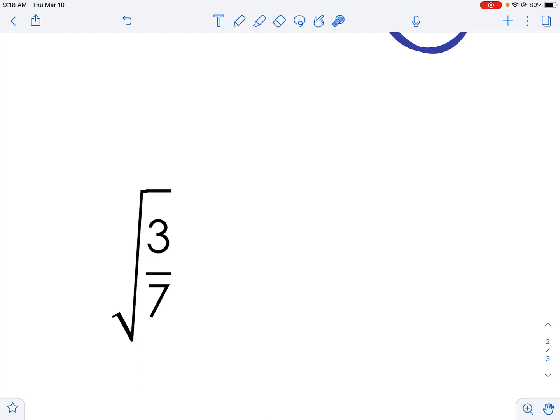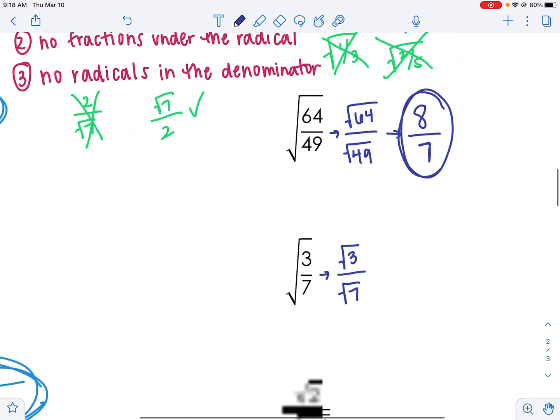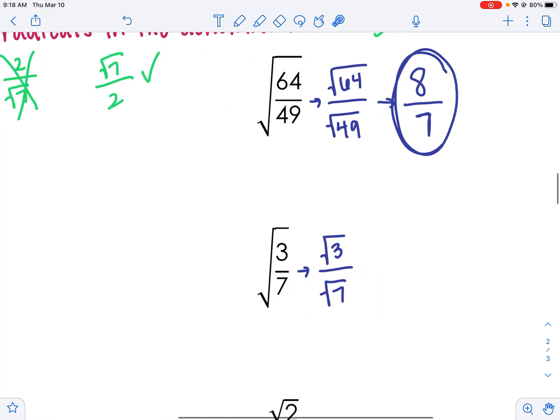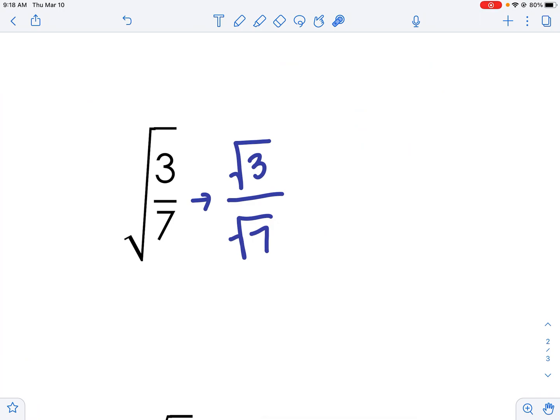Okay, now let's take a look at this one. I have the square root of 3 over 7. I'm going to rewrite it as the square root of 3 over the square root of 7. Now remember, you can have a radical in the top. The square root of 3 is not my problem here. I'm not allowed to have a radical in the denominator. It's the square root of 7 that's my problem. What I really like about radicals in the denominator is that they have a quick fix, and I'm going to show you that quick fix right now.